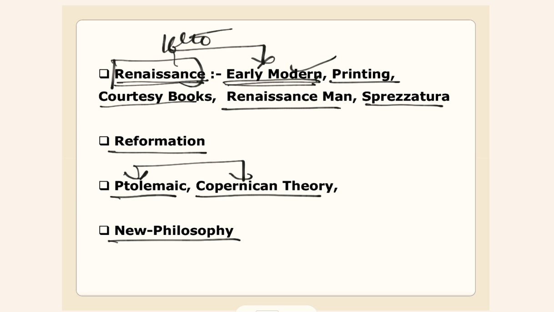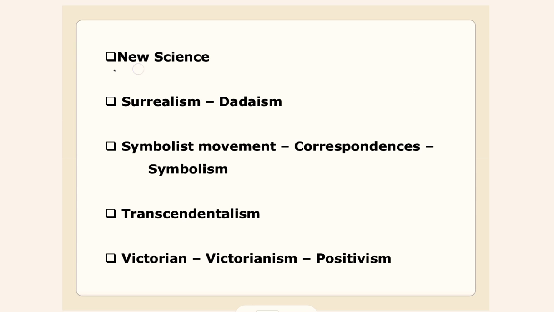New philosophy, new science, surrealism, dadaism. These are the movements in modern literature, especially painting, which influenced literature. We will discuss it in our separate lecture series.